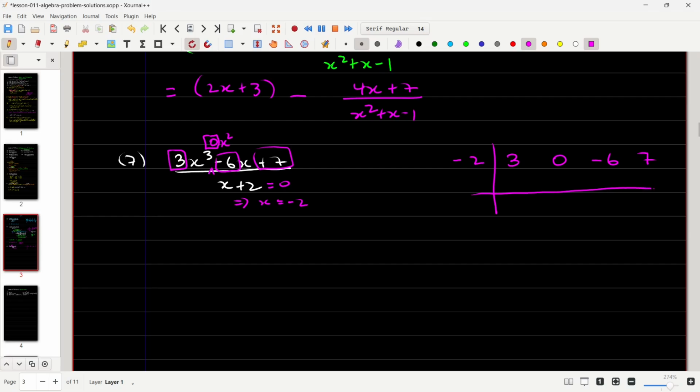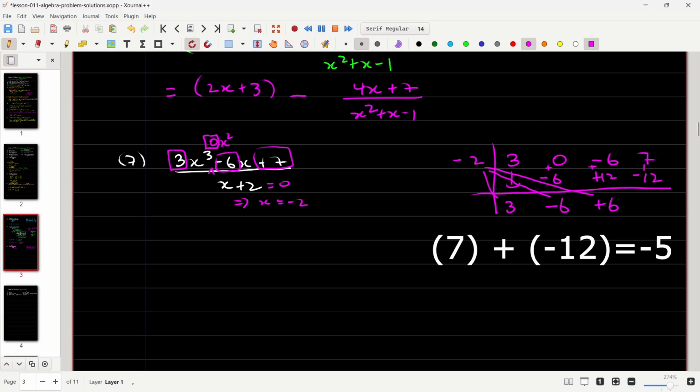All right, let's start the solution. I'm going to bring down this 3. I'm going to multiply these two and get minus 6. I'm going to add them, and I'm going to get negative 6 here. I'm going to multiply these two and get positive 12. I'm going to add these together, and I'm going to get positive 6 here. I'm going to multiply these two and get negative 12. I'm going to add these together and get positive 5 here.